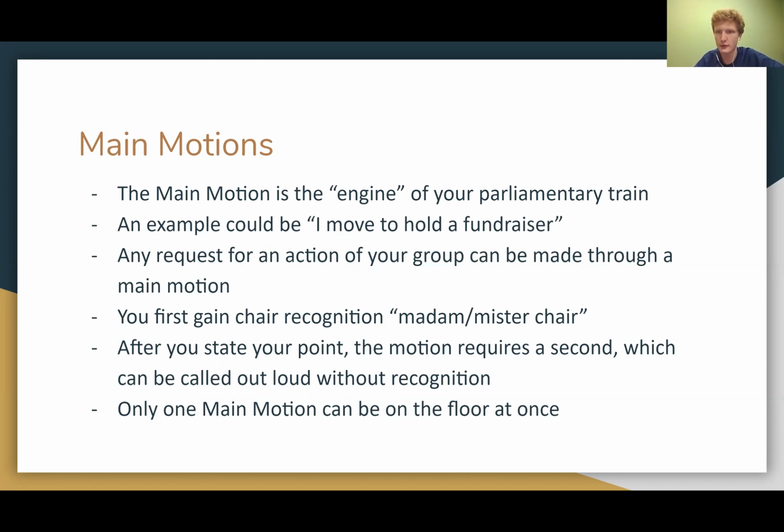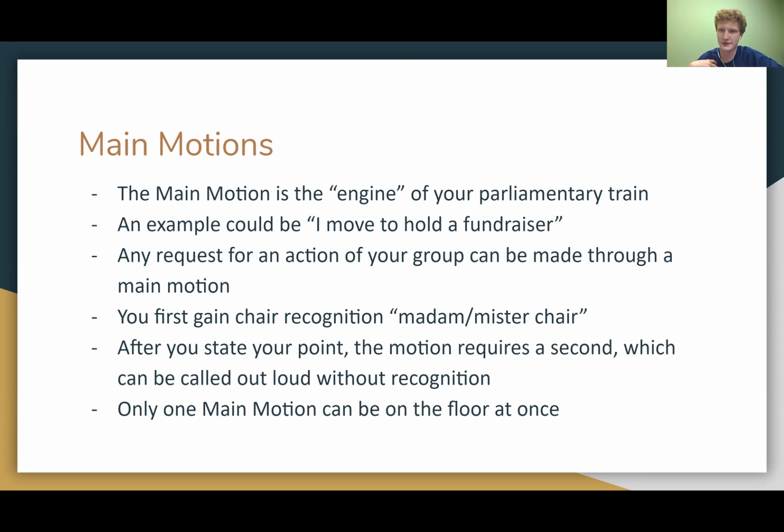So first you gain chair recognition. You might stand, you might just say Madam or Mr. Chair, and the chair will recognize you. That keeps people from talking over each other. You have to gain chair recognition before you talk. After you state your point, so I might say, Mr. President, I gain recognition. I say, I move to hold a fundraiser.